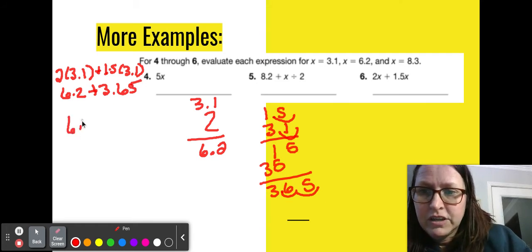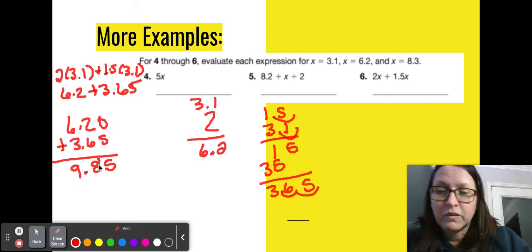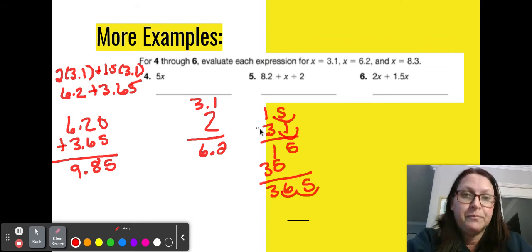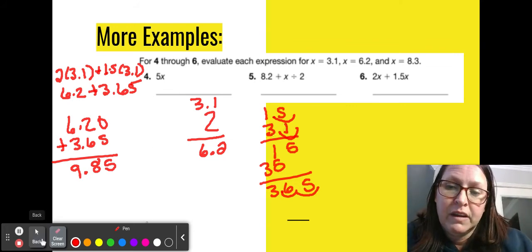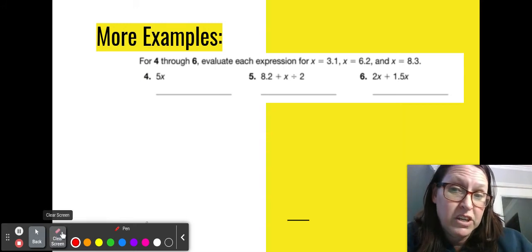So 6.2 plus 3.65. Put my placeholder right here. So now I have 5 plus 0 is 5. 6 plus 2 is 8. 6 plus 3 is 9. And bring my decimal straight down. So my first answer is 9.85. Let me erase it, and let's do our next one with substituting 6.2.